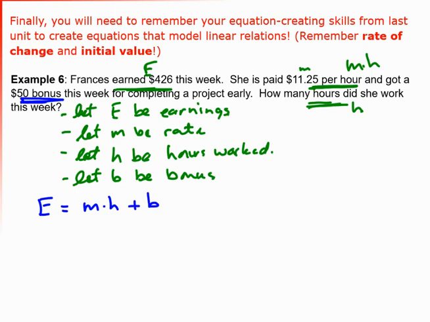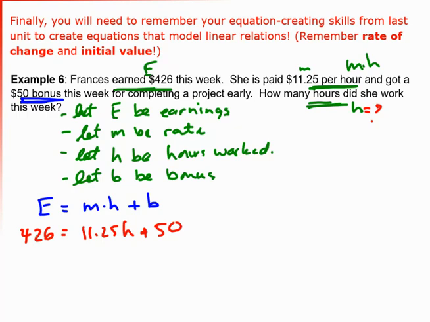All right, we're back. You've solved it. We're going to see if you're right. All right, so we are going to substitute these numbers. So we said that E was 426. We said that M was her rate of pay, 11.25. We said her hours, we don't need to make a bracket, we just don't know what the hours are. So that's actually what we're looking for, the hours, right? And our bonus was the $50 to start with.